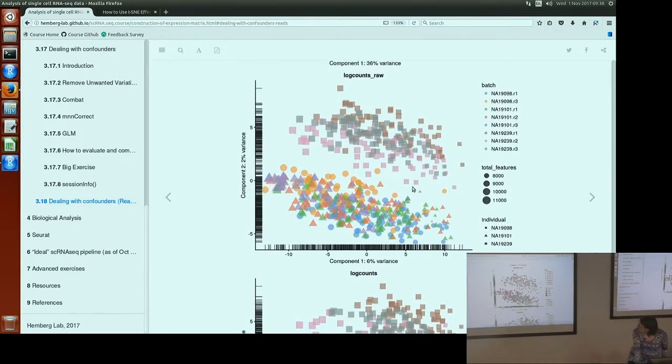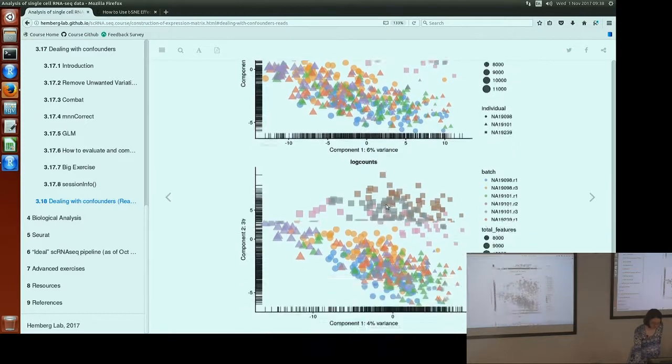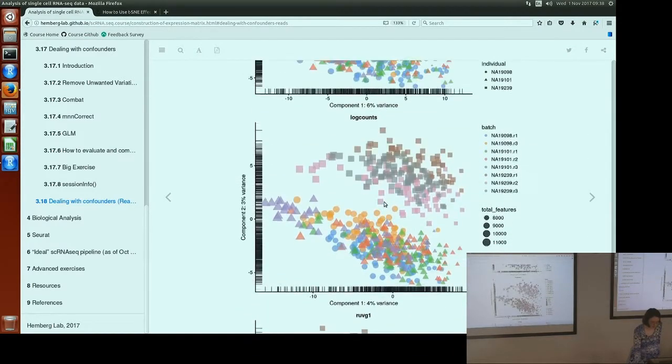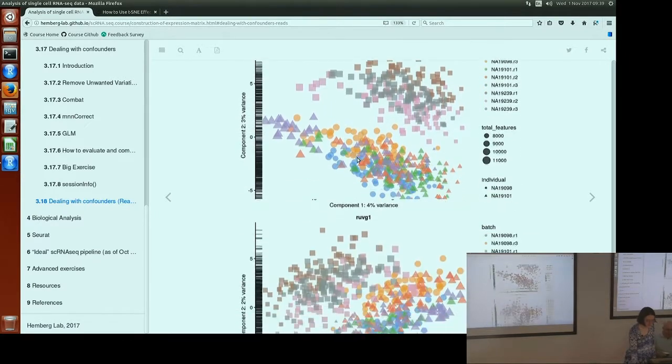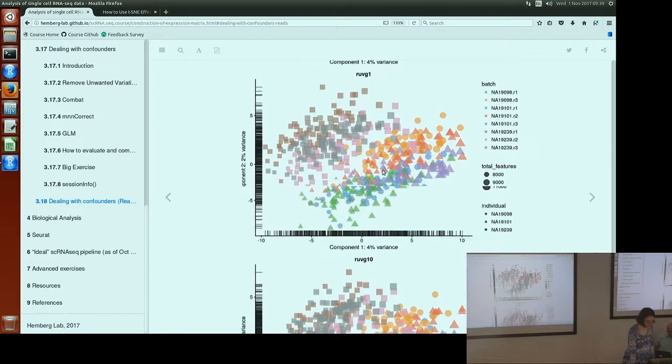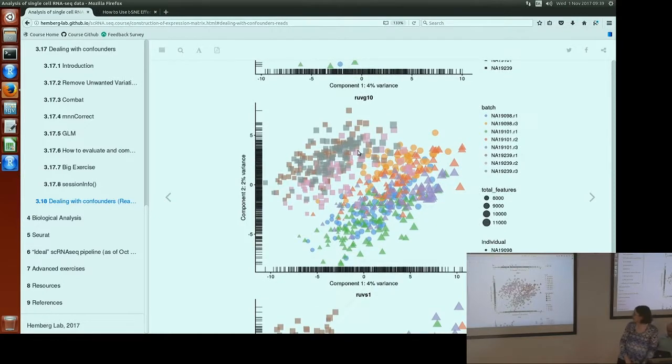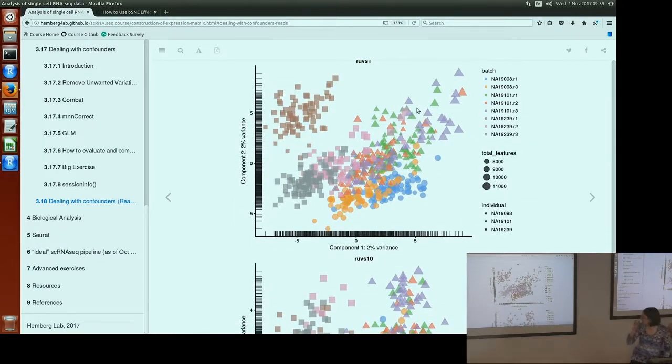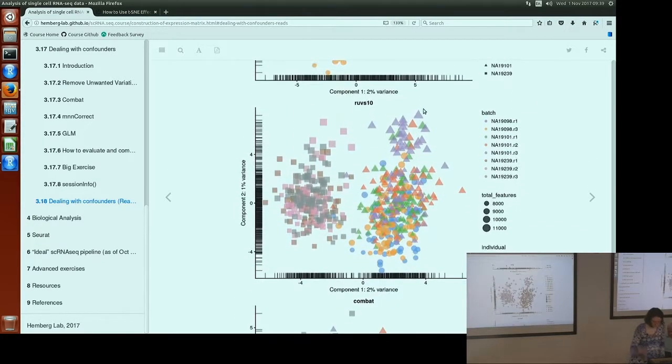Logging it, you can only separate one individual from the other two. They're still very mixed up. But notably, it's much less obvious that there are bad batch effects because there's so much additional noise from other sources that it's sort of obscuring the batch effects. So in this case, RUVG doesn't really make much difference over just log transforming and library size normalizing. RUVS looks a little different, but not really better from these PCA plots.